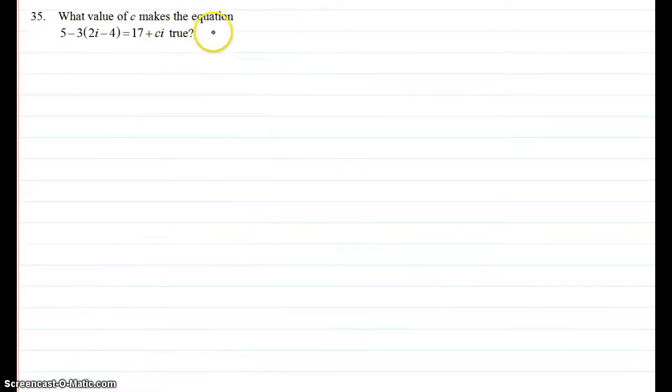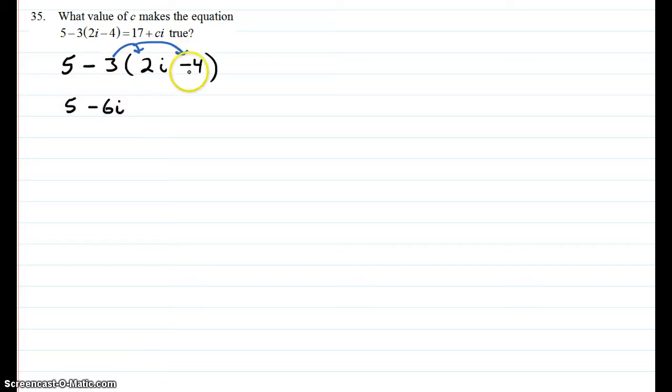Alright, what value of c makes the equation true? So let's just go ahead and rewrite the left side and simplify and see what happens. So I'm going to want to distribute the negative 3 in. And so I get 5 minus 6i, negative 3 times negative 4 is plus 12. Now combine your like terms, so 5 and 12 makes 17 minus 6i.